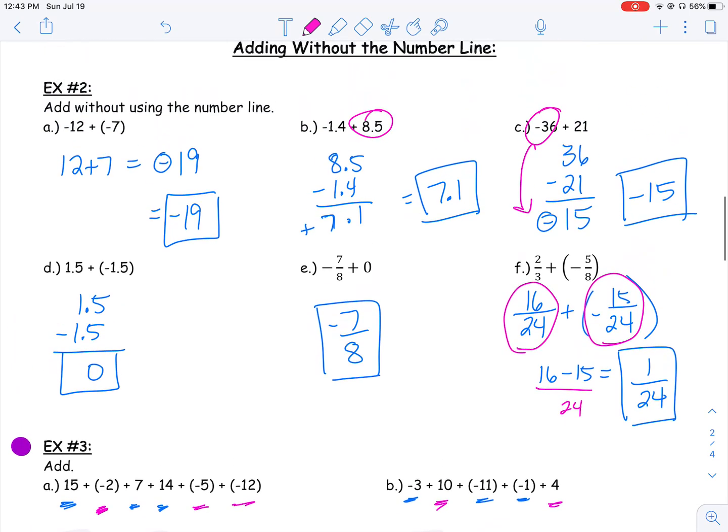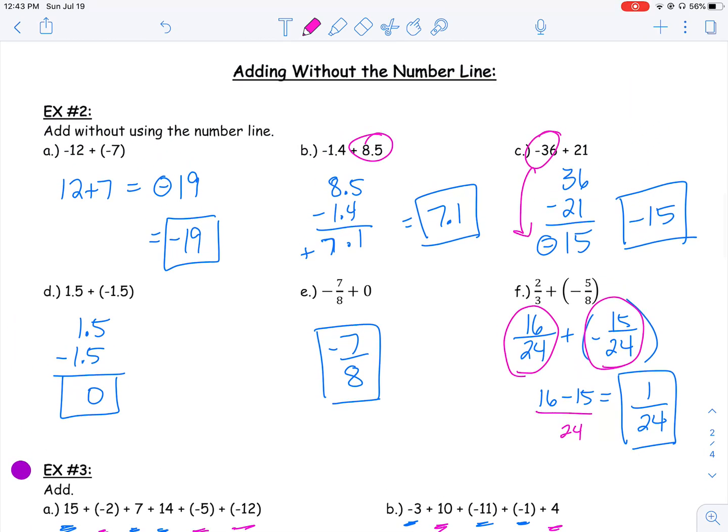Make sure you practice all different types of adding positive and negative numbers together. We're going to be using this for the rest of the class and every single chapter and section that we do. So it's really important that you have a good hang of it without a calculator and without a number line. So making sure you practice using those rules.